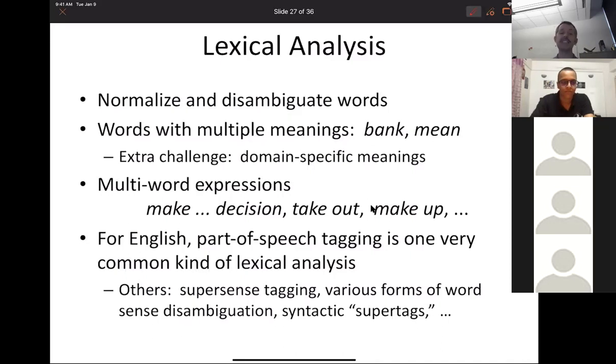One kind of lexical analysis for English is part of speech tagging, where you take a word or a sequence of words and you assign labels to each of those words based on whether they're nouns or verbs or adjectives and so on.